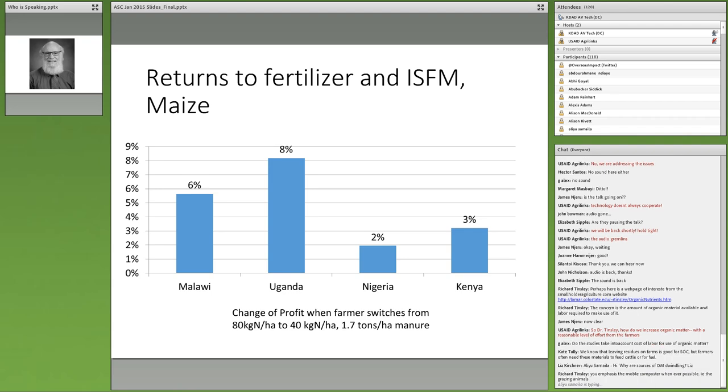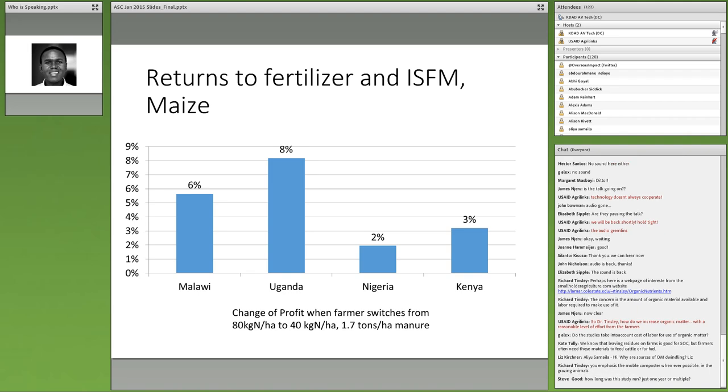Now, we tried to compare two management practices, and this was a study which we did in these countries: Malawi, Uganda, Nigeria, and Kenya. One is where you are applying the recommended rate of 80 kilograms of nitrogen without putting organic inputs. And then we combine that with half of the rate, which is 40 kilograms of nitrogen, but you put 1.7 tons of manure. Now, look at the comparison.